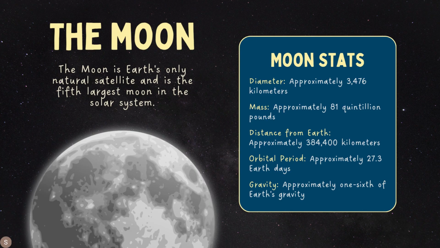First, let's talk about just the moon. The moon is Earth's only natural satellite and is the fifth largest moon in the solar system. One stat to remember that you will most likely find on tests or practice questions is the orbital period. It takes about a month, or 27.3 Earth days, for the moon to complete an orbital period.